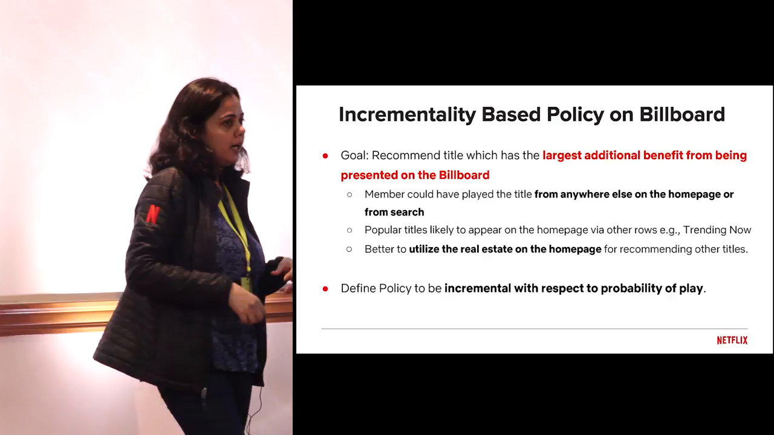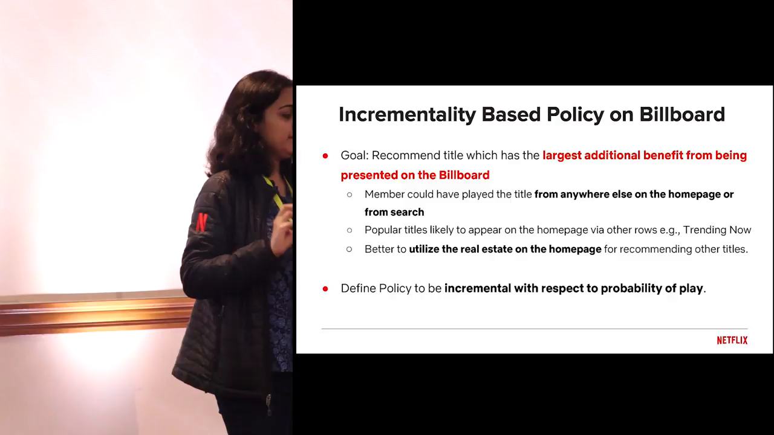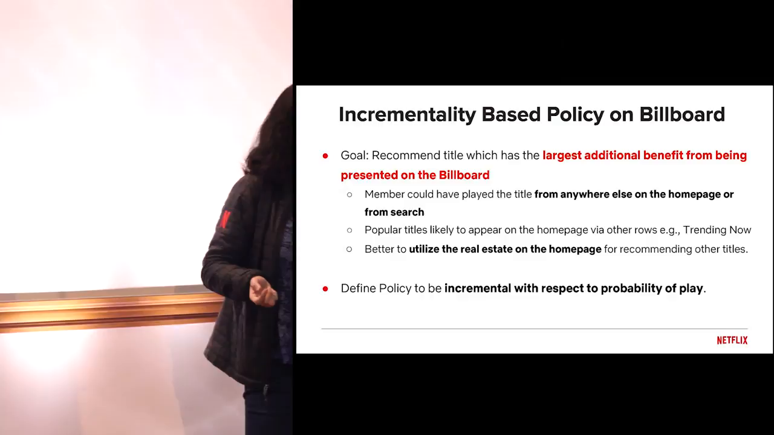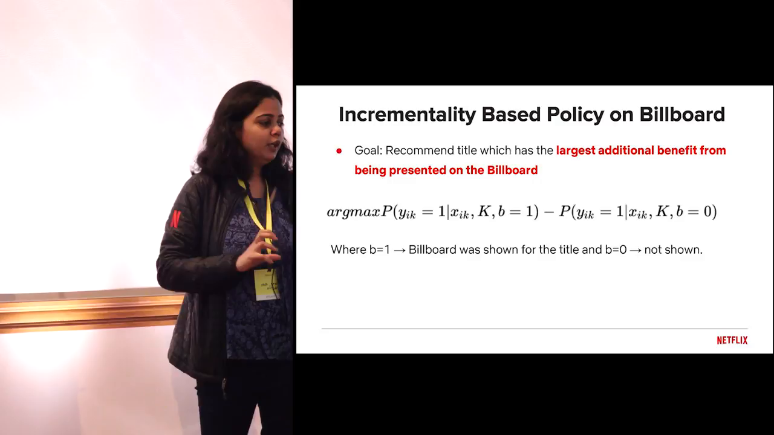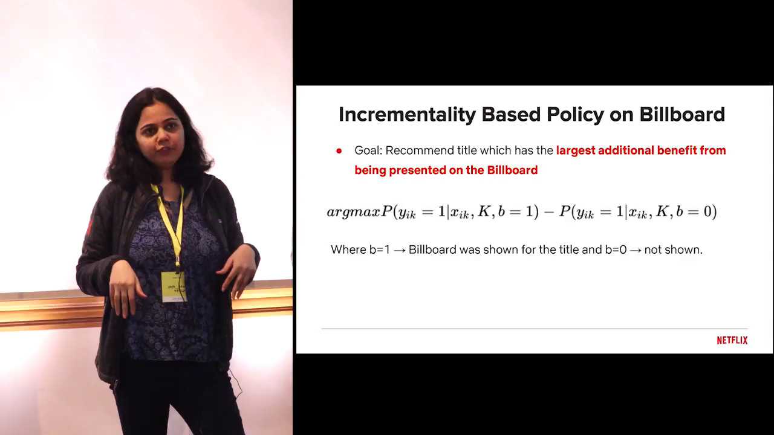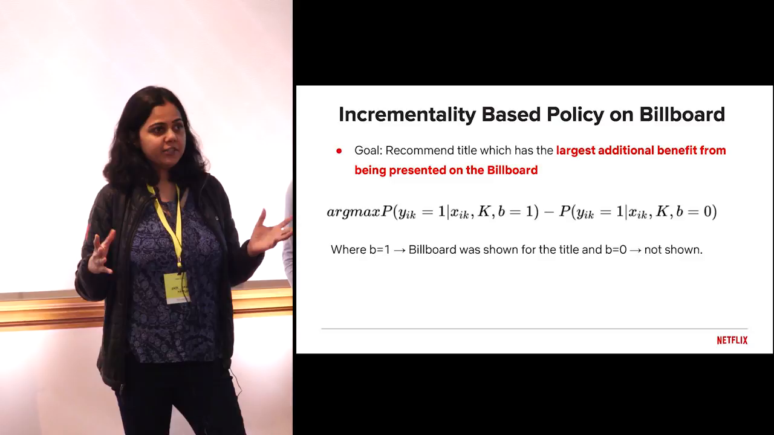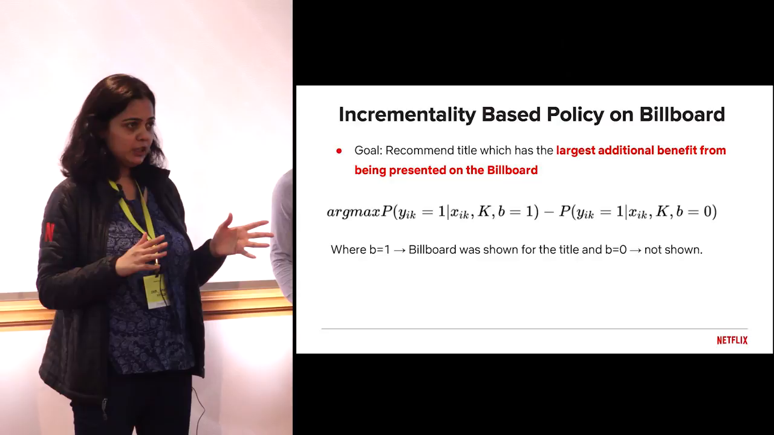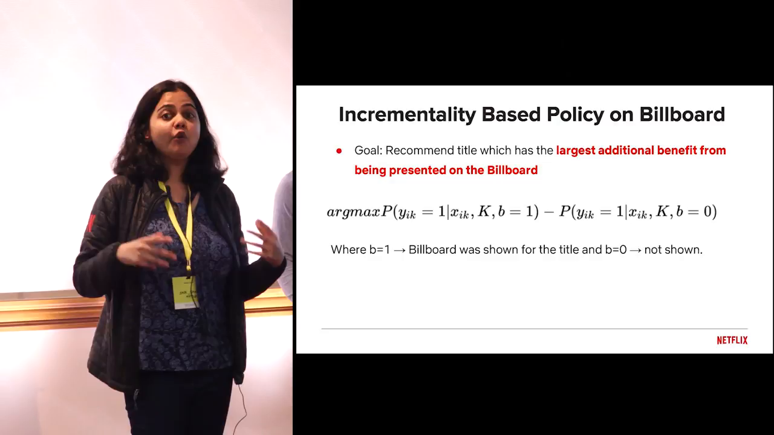So we can now define an incremental policy on the billboard as a policy which is incremental with respect to the probability of play. Just summarizing it, the goal of an incremental policy on a billboard is to recommend a title which has the largest additional benefit from being shown on the billboard. So now, instead of a greedy exploit policy in which we were trying to maximize the probability of play, we try to maximize the delta probability of play, where the delta is computed as the difference in the probability of play when the title was shown on the billboard versus when the title was not shown on the billboard.